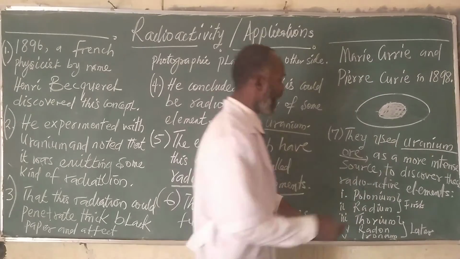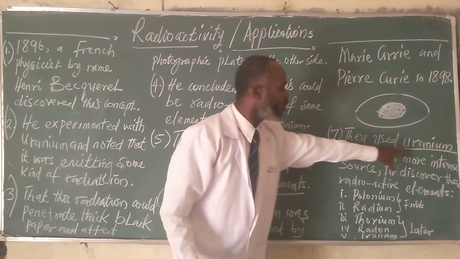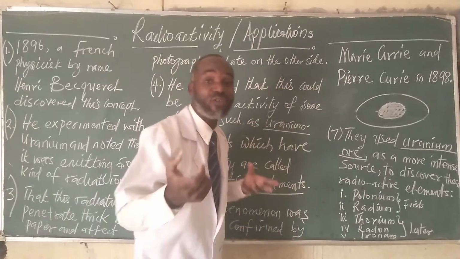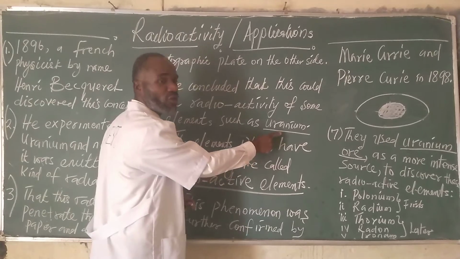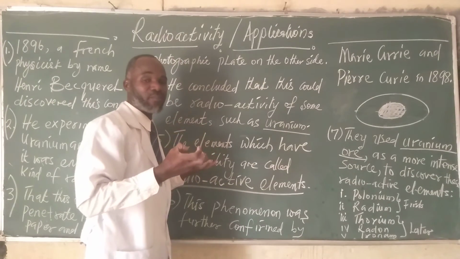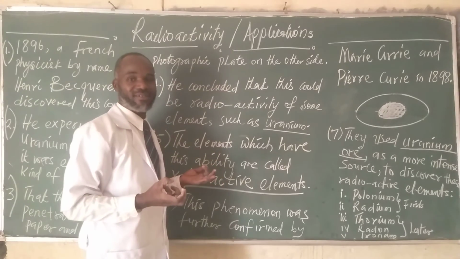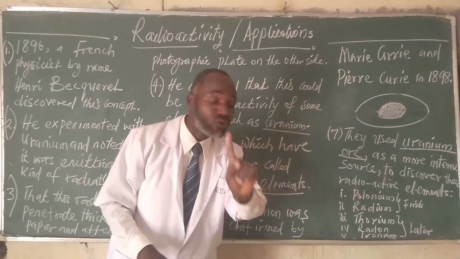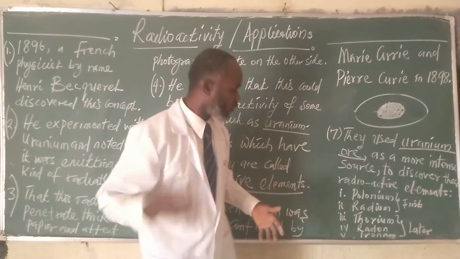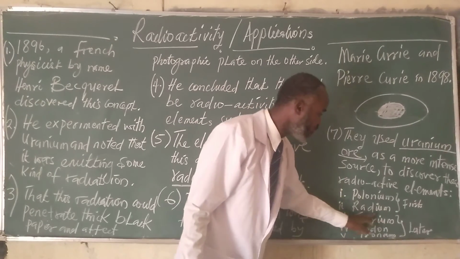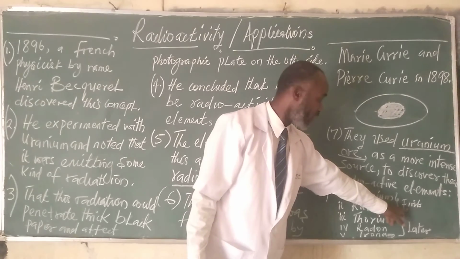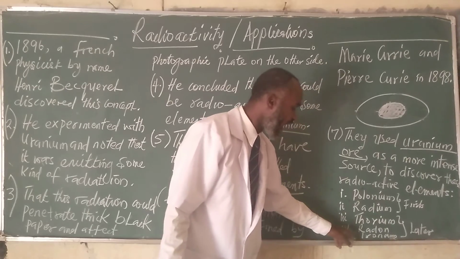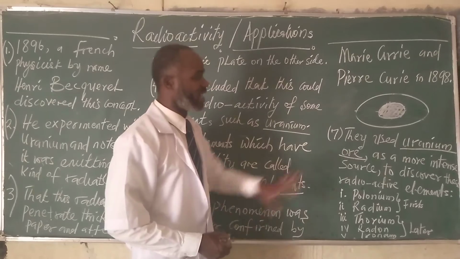They said, okay, and they confirmed this because when they started using uranium ore, they found other elements which couldn't have been discovered if they had used uranium elements as the radioactive source. All right? So they used the ore. And as an intense ore, they were able to discover more radioactive elements, such as polonium and radium, the first set of elements that were discovered, and after which they discovered thorium, radon, ionium, and so on and so forth. So that's what that means.